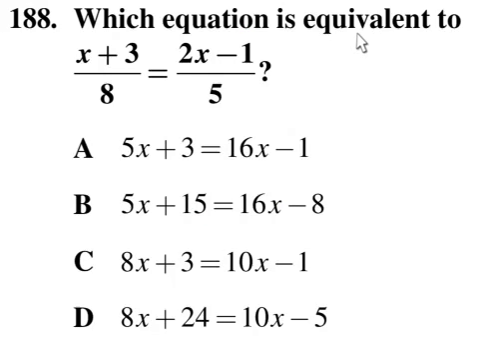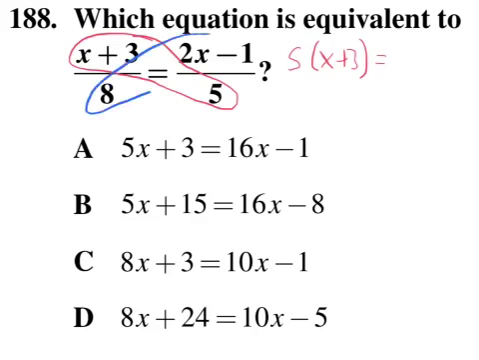If I want to find what's equivalent, one of these is equivalent to this. The concept when you have a fraction equal to a fraction, you are going to do something called cross multiplying. So you're going to multiply at an angle like that. That would be 5 times x plus 3 equals 8 times 2x minus 1.